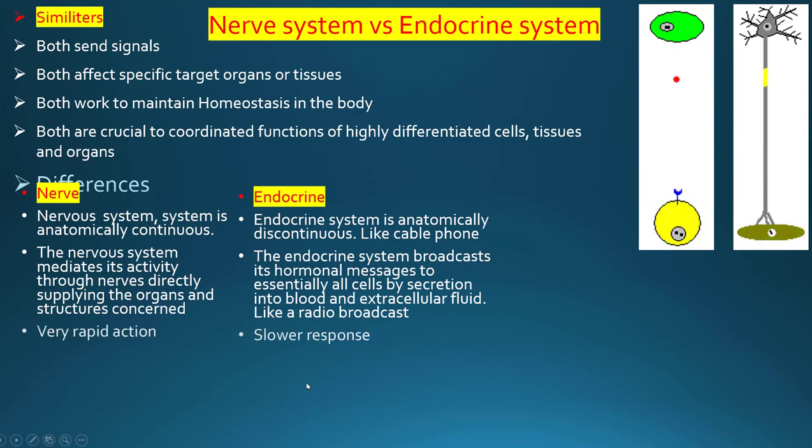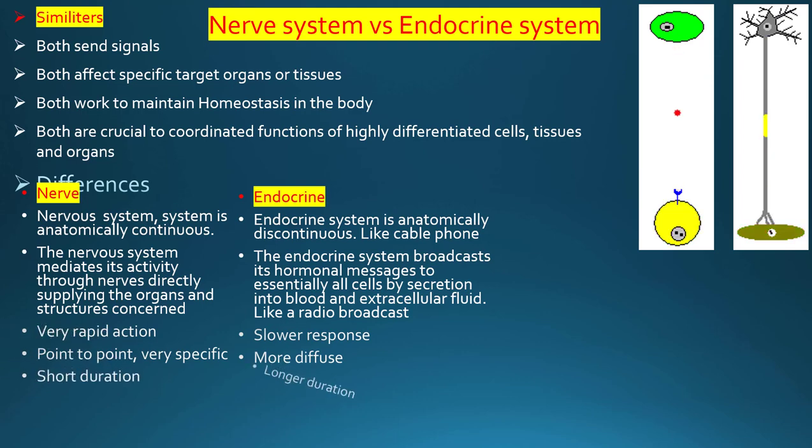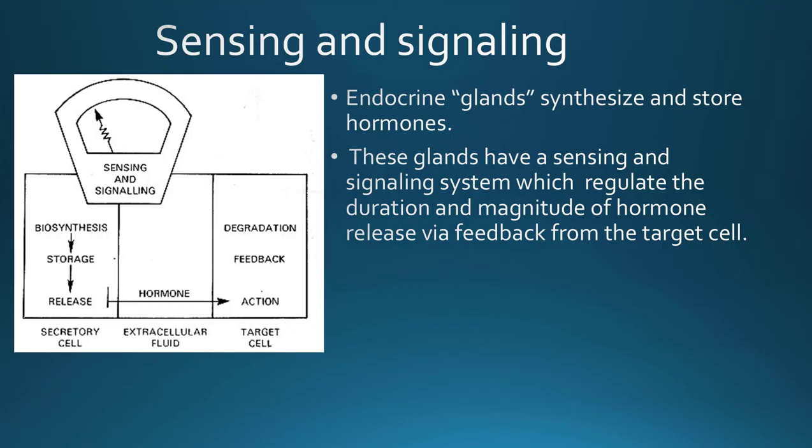Nerve action is very rapid while endocrine action is a slower response. Point to point, very specific, versus more diffuse. Short duration versus long duration: the nerve action is of short duration while the endocrine action is of long duration. Coarse and rapid versus fine and slow: the nerve action is coarse and rapid and the endocrine action is fine and slow.